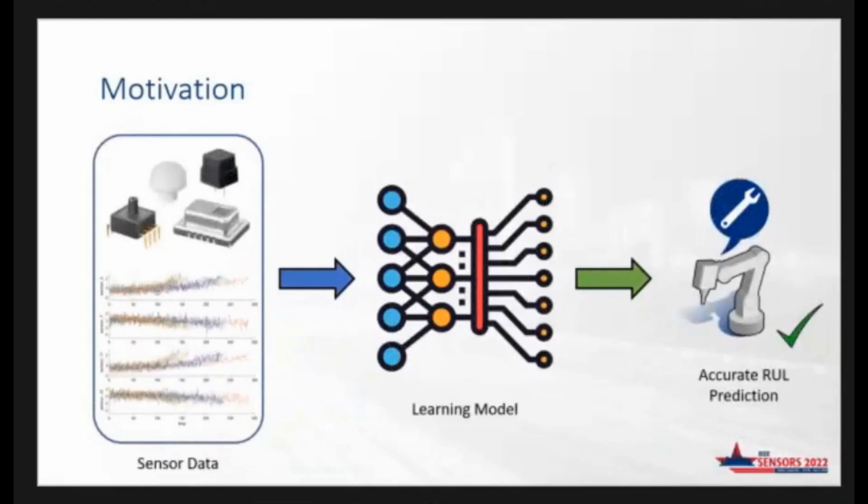Remaining useful life estimation. Here in this framework, the data quality of the sensor plays an important role in machine learning prediction performance. So this is a really great case, the optimal case, where we do not have any intruder.